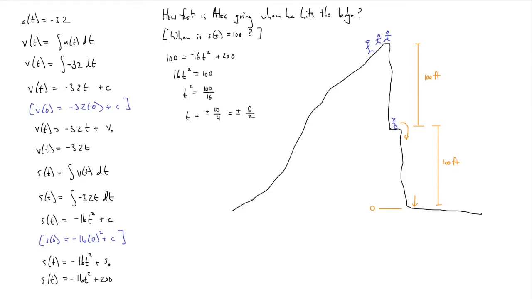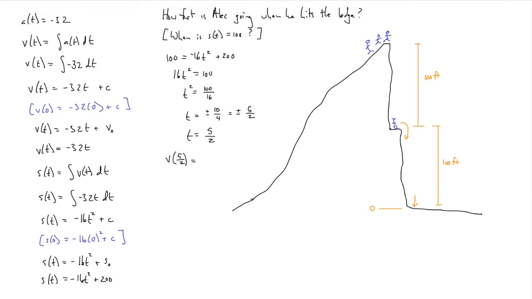We get that t is positive or negative 5/2, or 2.5. That leaves us with two possibilities. The first is that Alec falls off the cliff, and 2.5 seconds before he falls, he hits the ledge. Well, that one doesn't make any sense. And so we have to choose the other one. 2.5 seconds after he falls off the cliff, he hits the ledge.